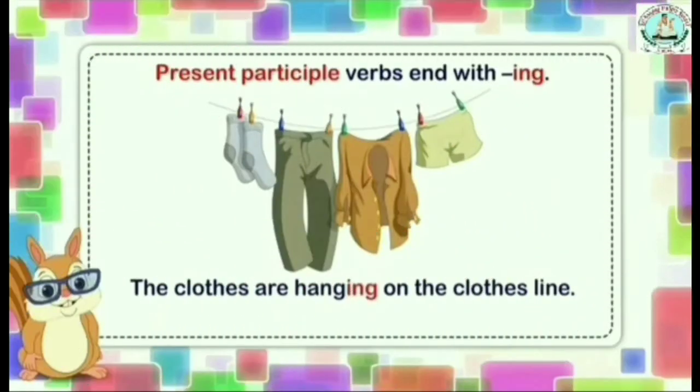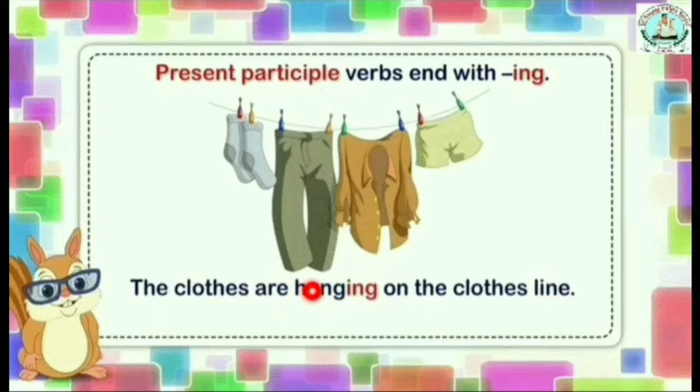And now present participle, another form of verbs. Present participle verbs end with ing. It always ends with ing. For example, the clothes are hanging on the clothes line. Here, hanging is the ing form. Present participle we always use in continuous tense, to show continuous tense. And this sentence is present continuous tense.